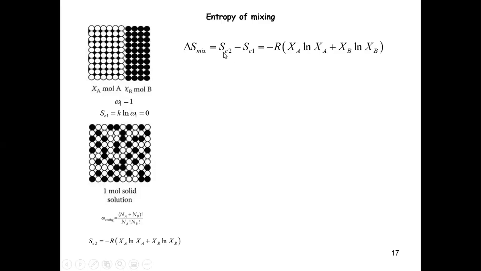So by definition, you take the entropy for the solution state minus the entropy of the ordered phase-separated state, but that entropy is 0. So basically the entropy of mixing is simply the entropy of the solution state, which we just derived, right?